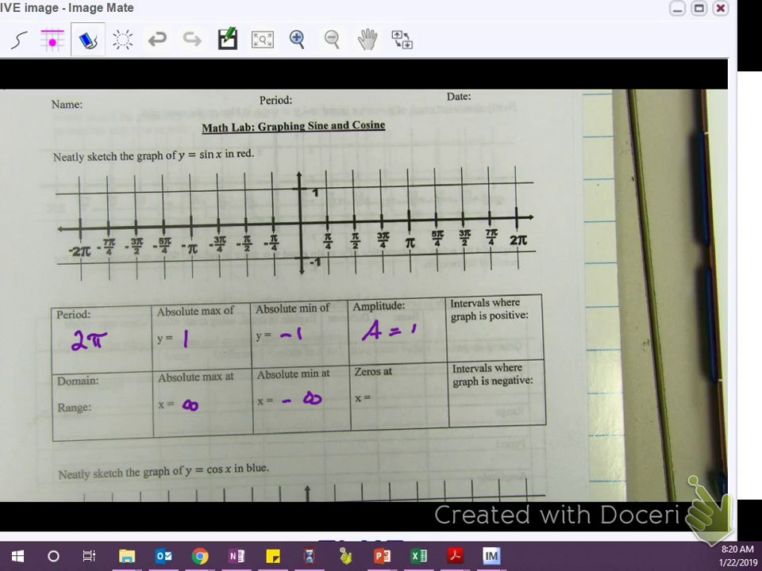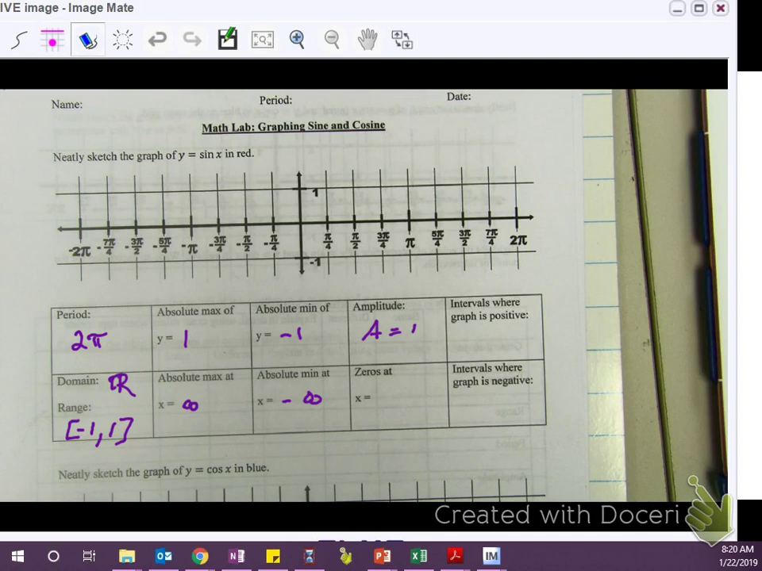Oh. Notice it says y equals here, and I don't know why it says domain. Domain is all real numbers, or negative infinity to positive. The range is negative 1 to 1. Absolute max at. Yeah. But there is no absolute max. It's just infinity and negative infinity. And then it has zeros.